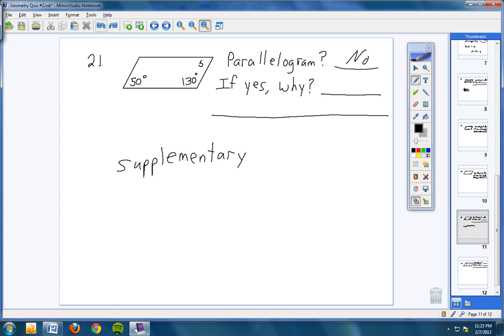Or you could have had this. If we had 130 written right here, that would be fine because these two angles are supplementary and these two angles are supplementary. But we didn't have that. The only thing I gave you was this right here. Yes, these two angles are supplementary, but you need a third angle either here or here, and we did go over that Friday, so the answer is no.